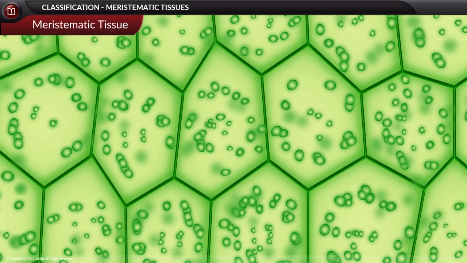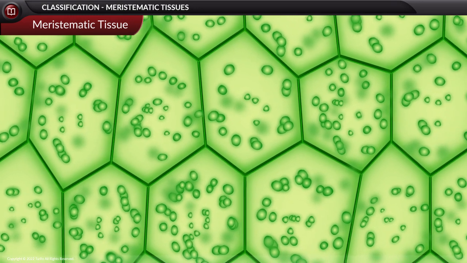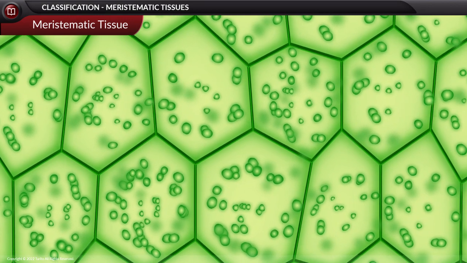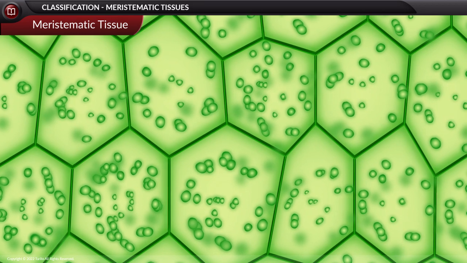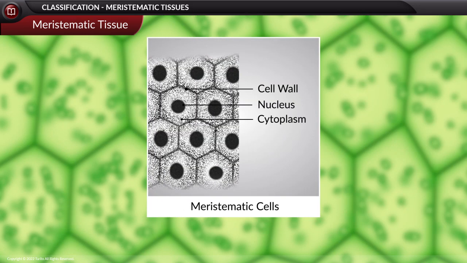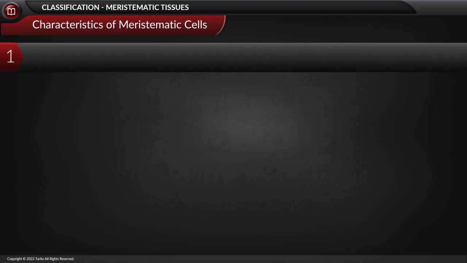Talking about the meristematic tissue, it is made up of meristematic cells that are immature and undifferentiated. The meristematic cells are the parent cells that differentiate into all other cell types of the plant body. If we look at the characteristics of meristematic cells, they can be isodiametric, or round, or polygonal in shape.